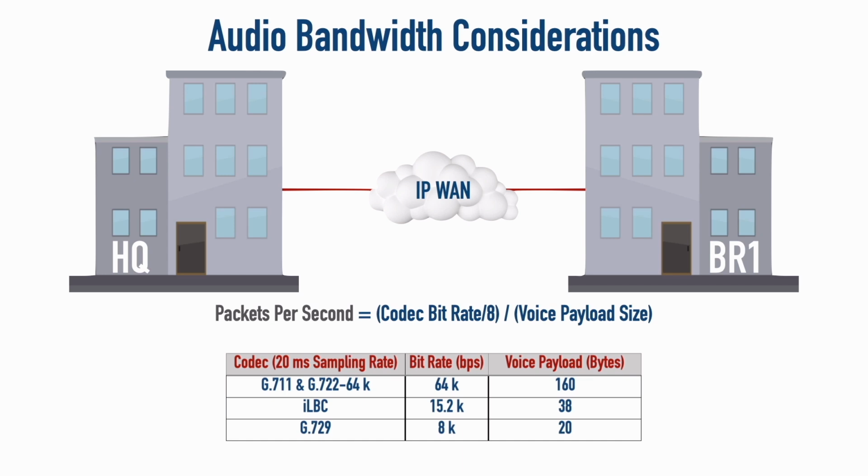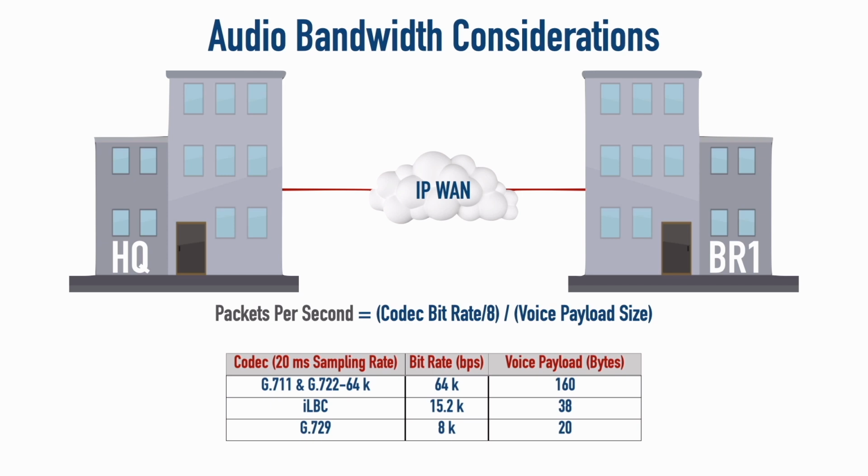Well, the bit rate is going to be 64 kilobits per second. And we would just take those two values, the bit rate and the voice payload size, and plug those into the packets per second formula. And typically, we're going to be sending 50 packets per second.